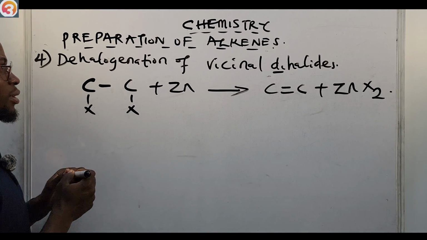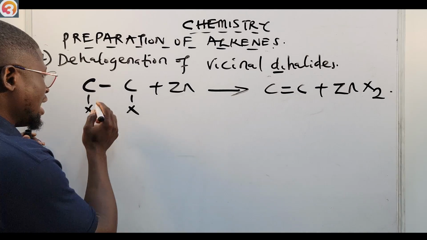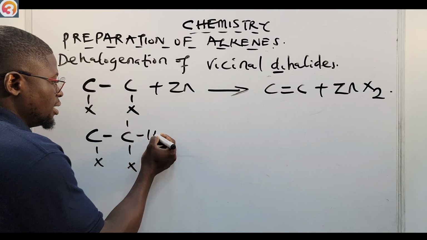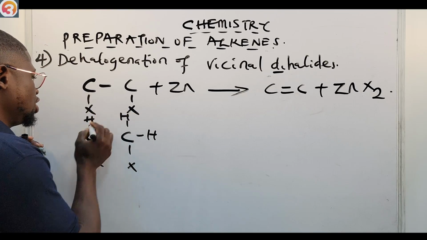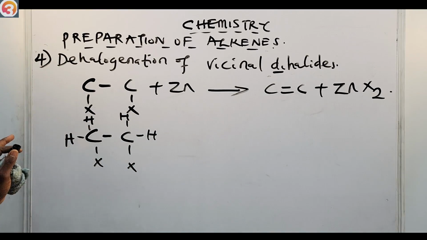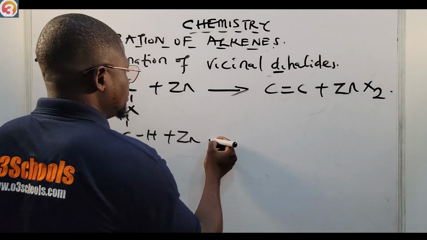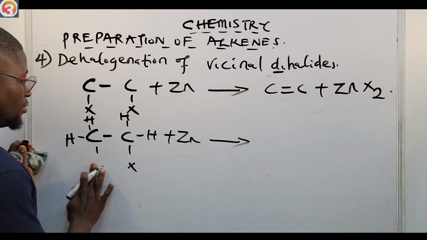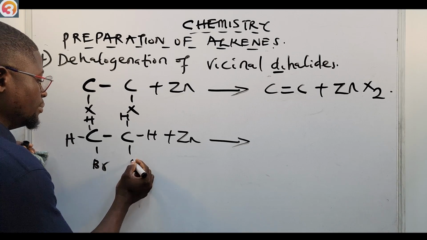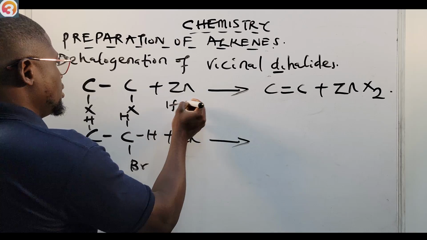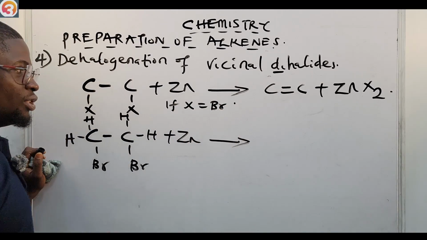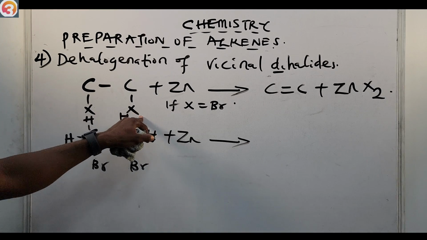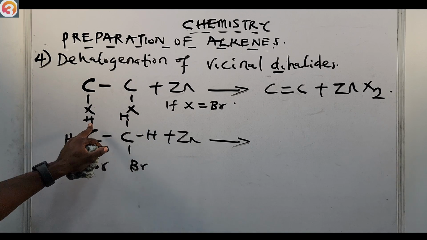Now let us see an example. Let's say we have the simplest dihalide, with 2 carbon atoms and X. Let us complete the structure. This is H, this is H, this is H, this is H. This is complete, right? Then plus zinc. Let's say this X is Br, the halogen bromine. In place of X, we put Br. I'm sure you are seeing this right.